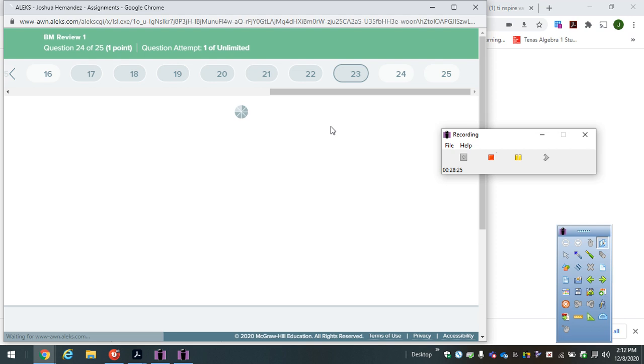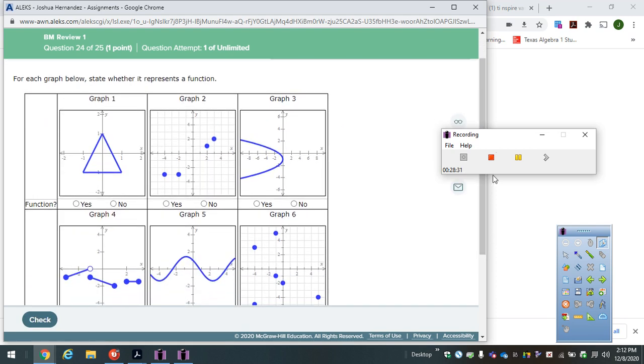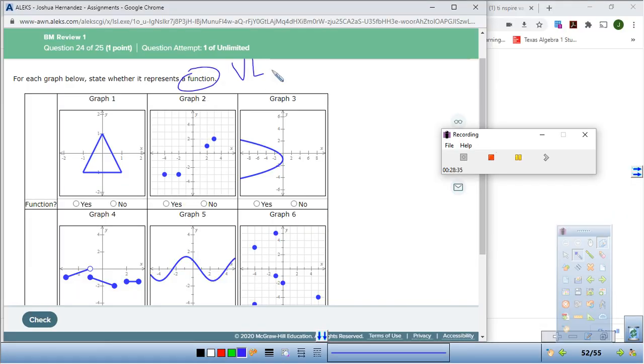Let's see 24. Okay, this thing, same thing if it's a function. Now, for the functionness, we have a vertical line test. It means draw a vertical line straight up and down. If it crosses it twice, not a function. If it only crosses it once, it is a function. Okay, function, all right, and then not a function.